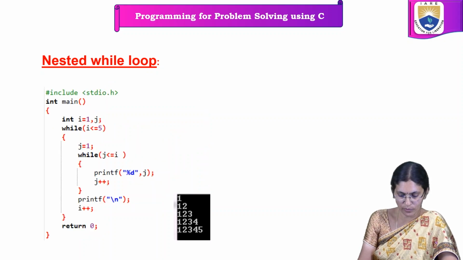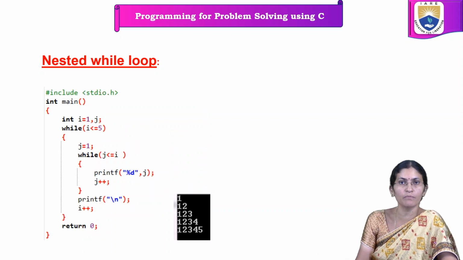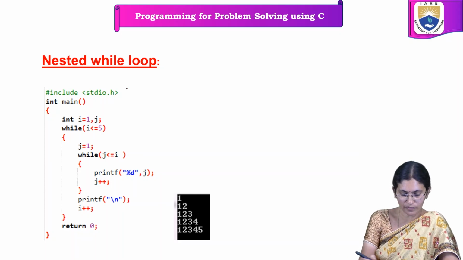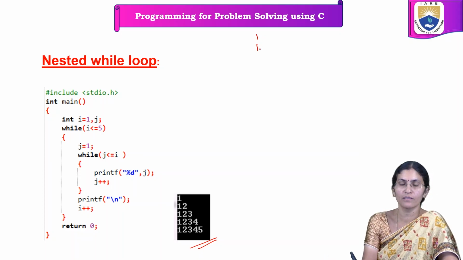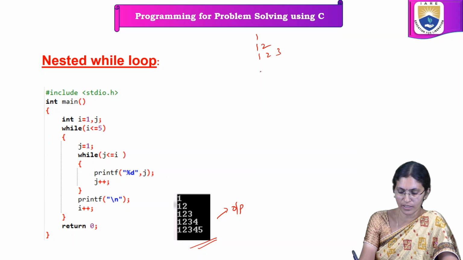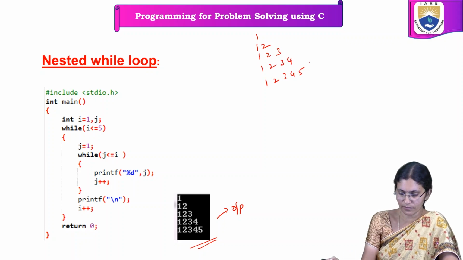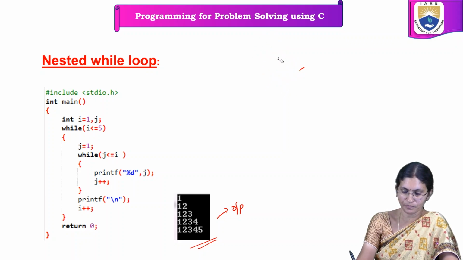Now let us see one program. This is a simple program making use of nested while loop. This should be the output of this program. In the first line, 1. This is the output which we need to obtain: 1, 1 2, 1 2 3, 1 2 3 4, and 1 2 3 4 5. Now let us see how we can get the output for this.